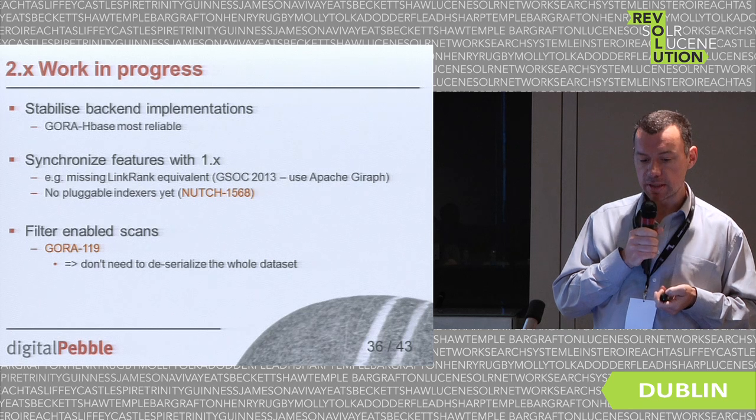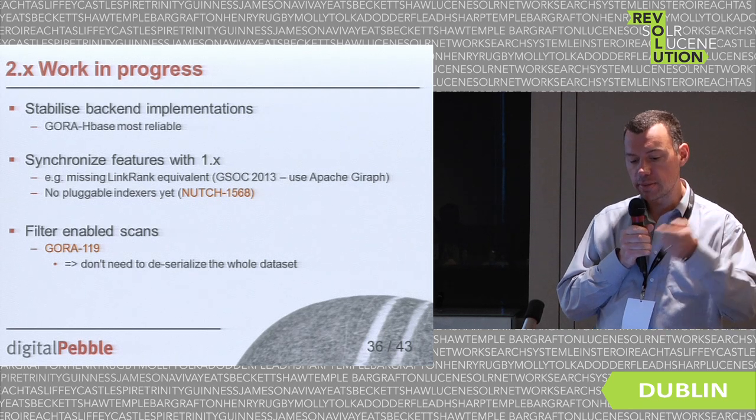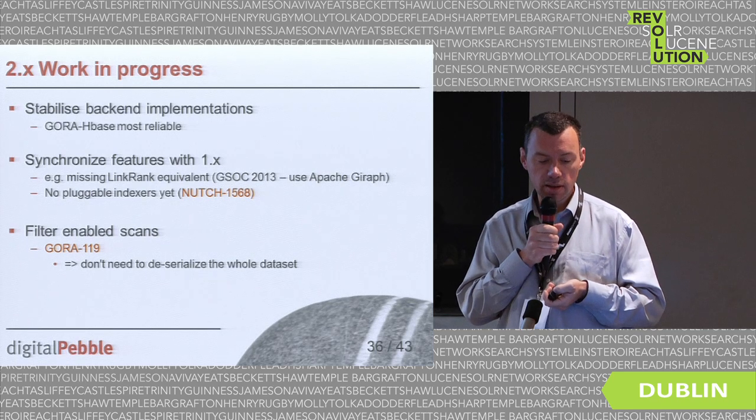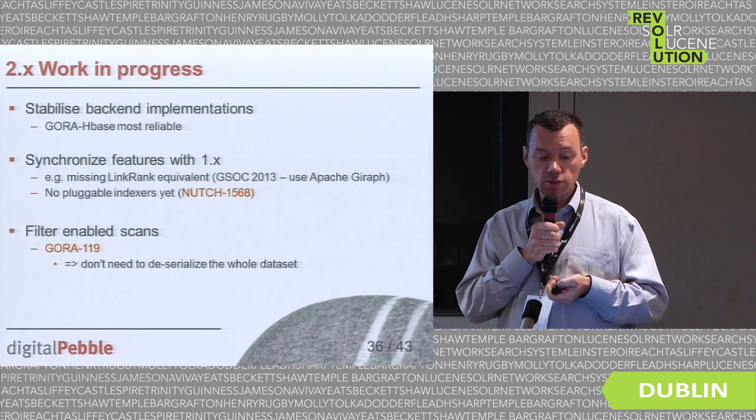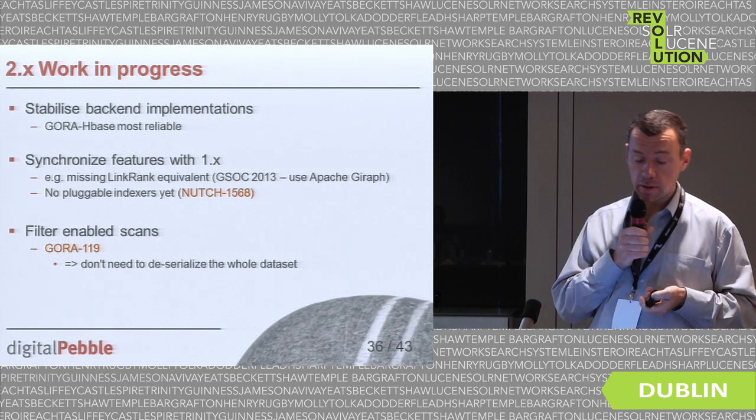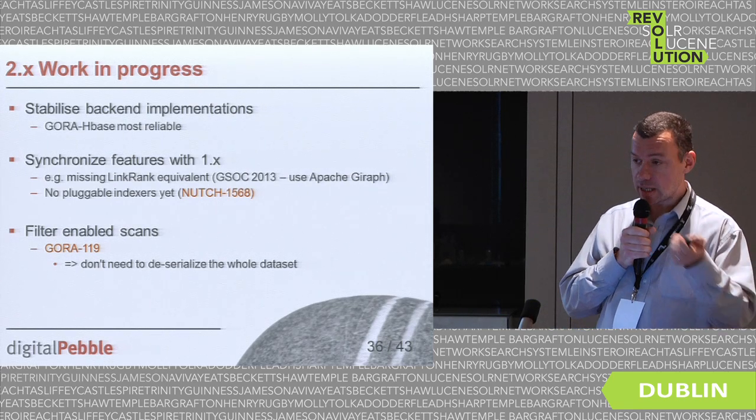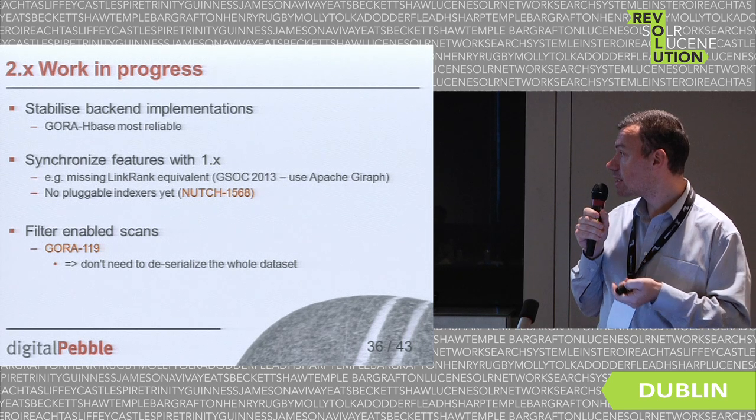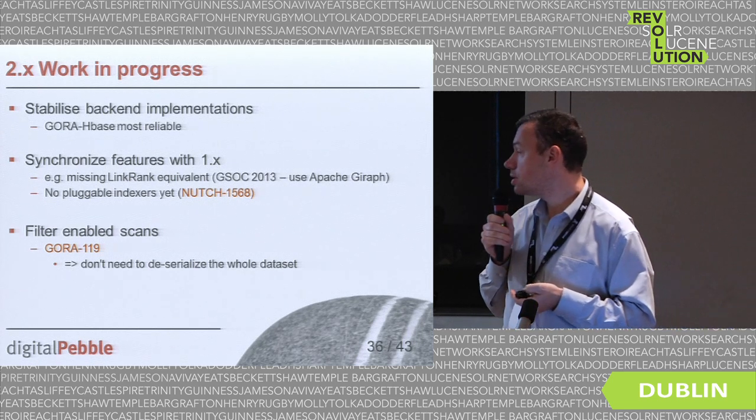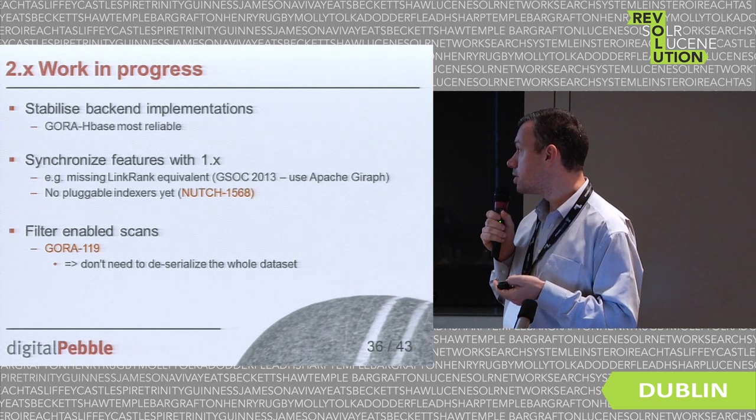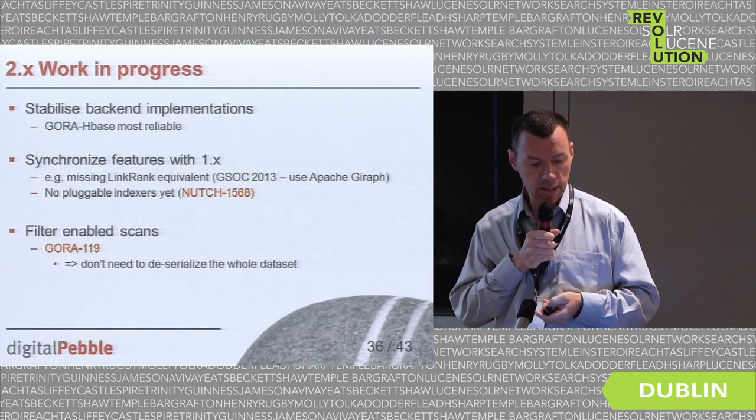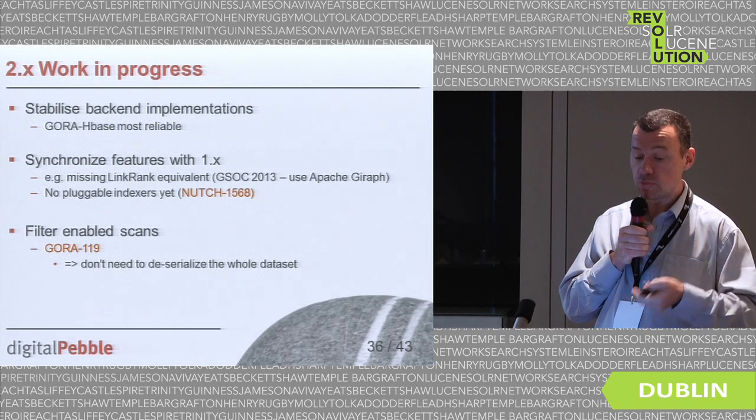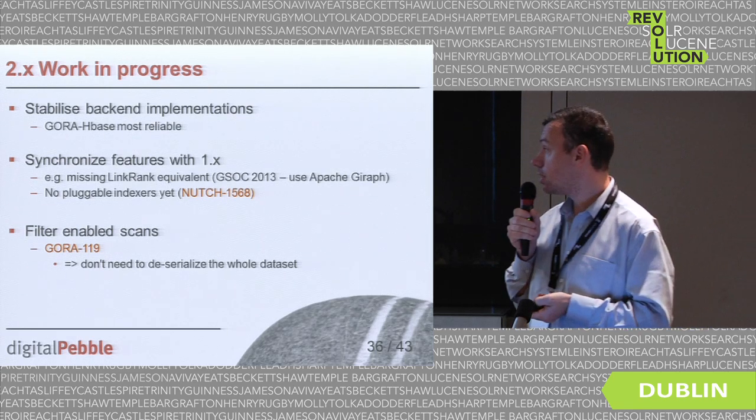What I expect we'll see is that we'll synchronize some of the features with 1.x. So there are things that we don't have in Nutch 2 and we have in Nutch 1, and I suppose they'll get added back to Nutch 2 at some point. We don't yet have the pluggable indexers I mentioned. We don't have the page rank equivalent, but there's some work done towards that. And also that improvement to GORA that would make, I expect, quite a difference to the performance.